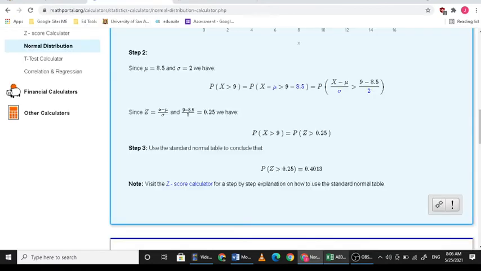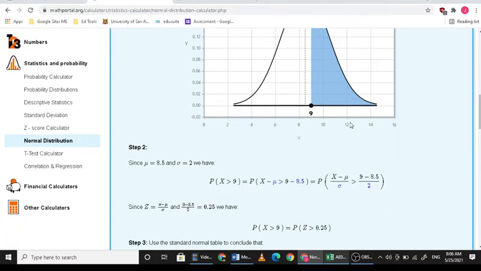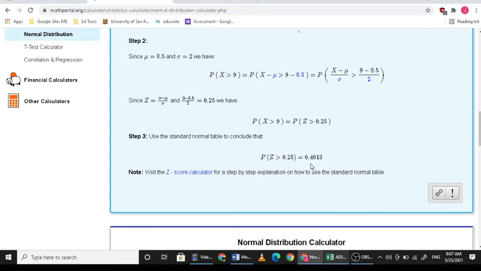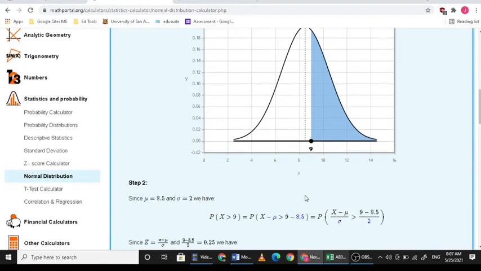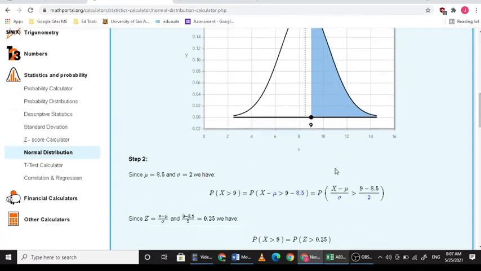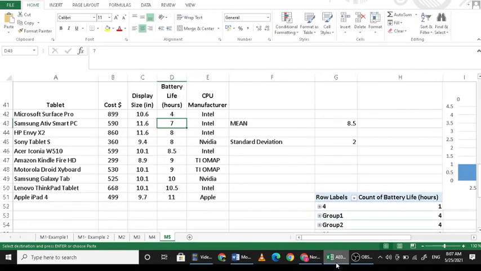So, to get the value to the right, you simply subtract 0.5987 from 1. So, 1 minus 0.5987 is 0.4013, or the probability that your value is greater than 9, or the battery life is greater than 9, is 40.13%. Okay. Then lastly, let's have in between.